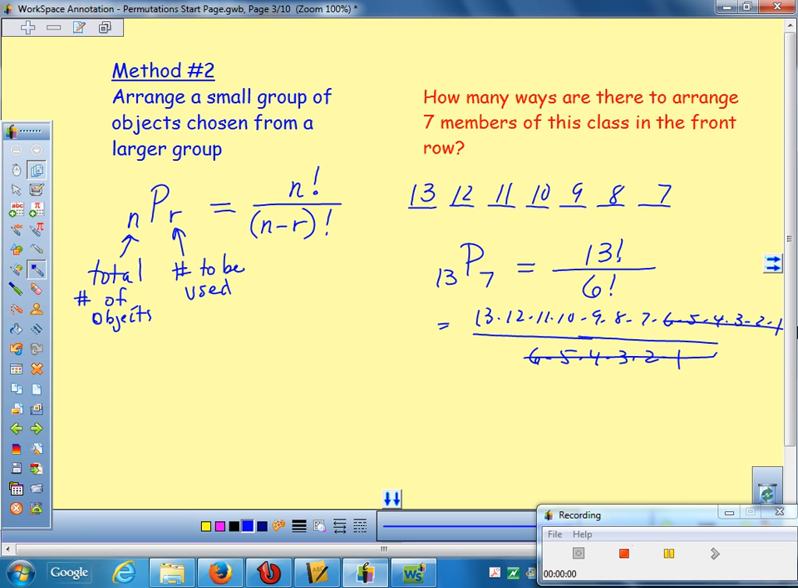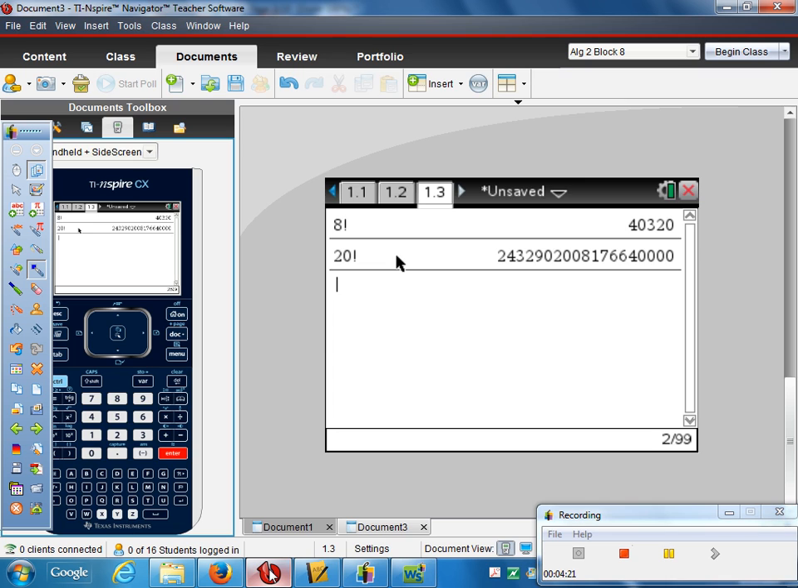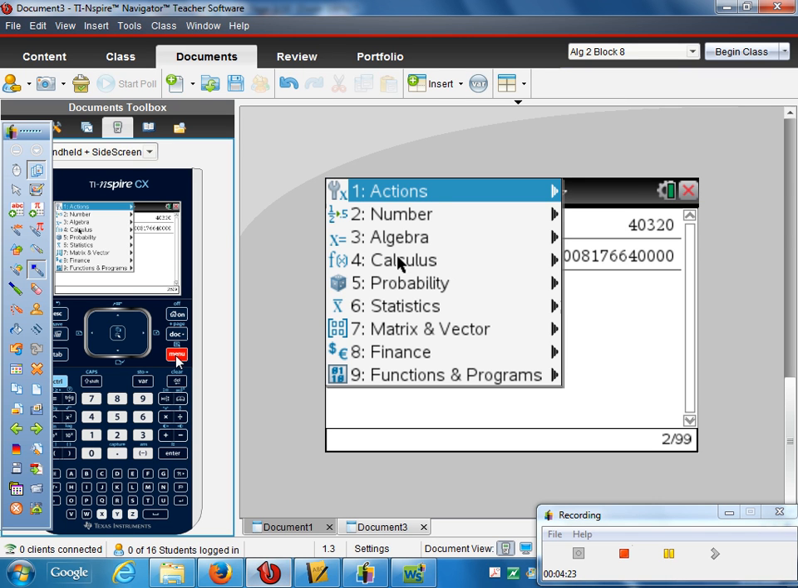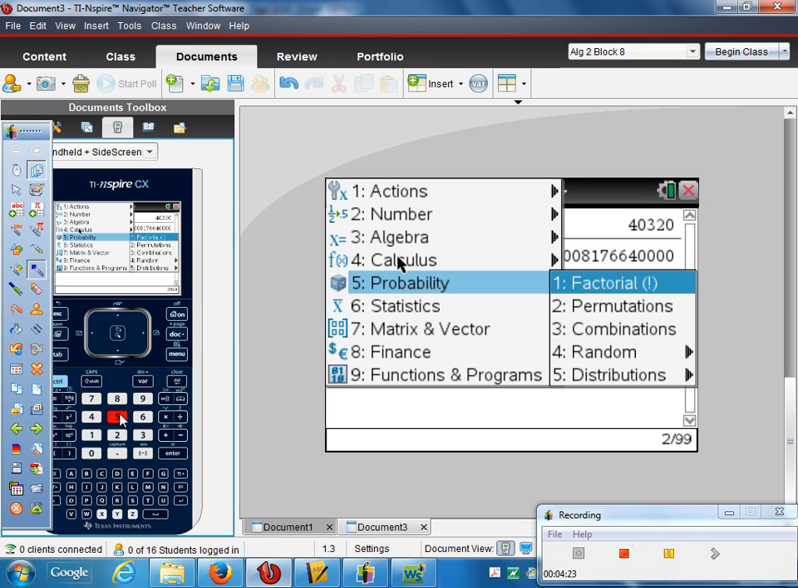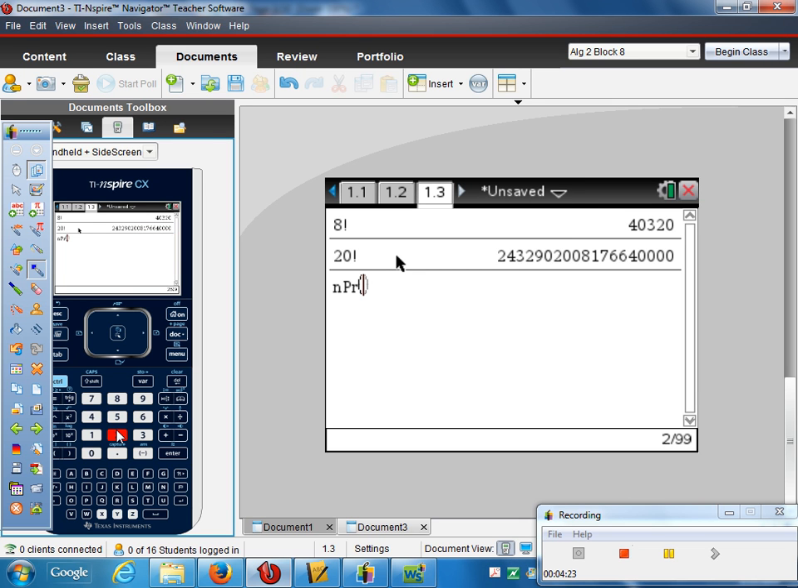For you all, you don't even have to type that far. You don't even have to do 13 factorial over 6 factorial. It's actually built into your calculator. You'll find it, of course, under menu, probability, since that's what we're doing. And you will see a choice for permutation. So, menu, 5 is probability, 2 is permutation. It will pop up the nPr.